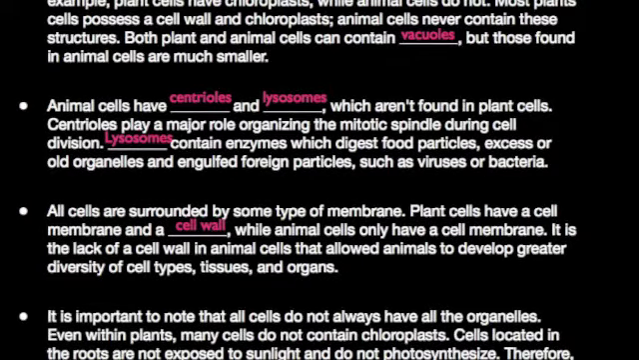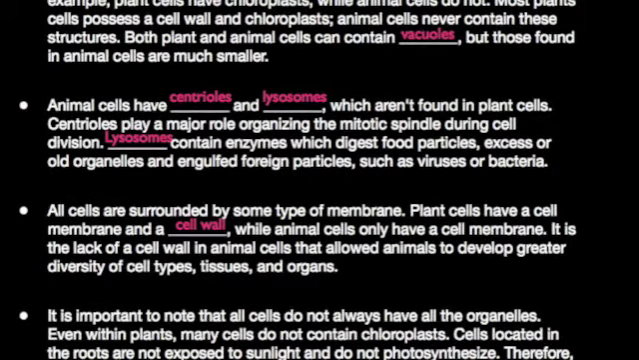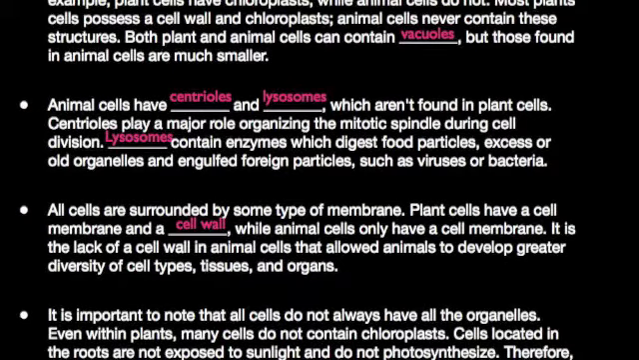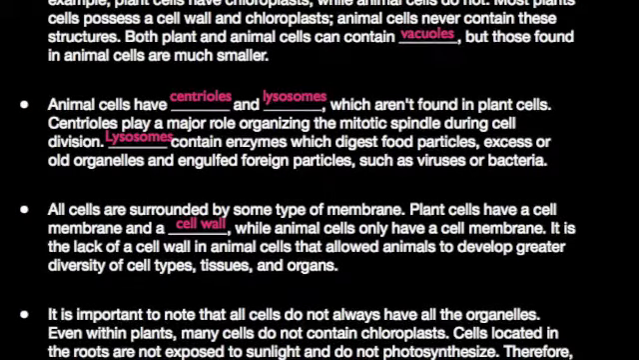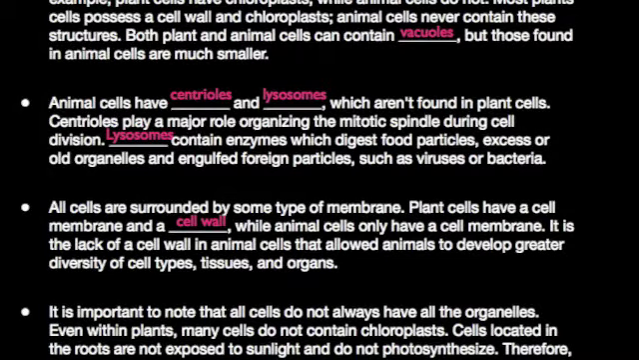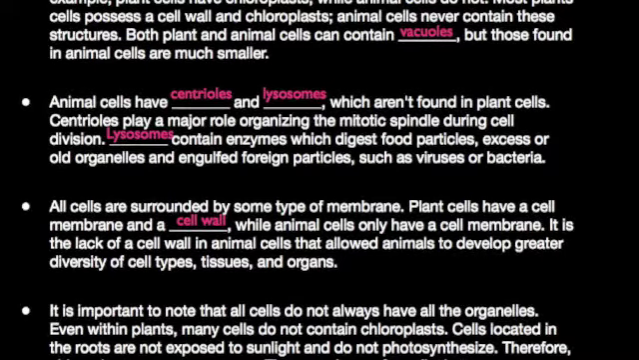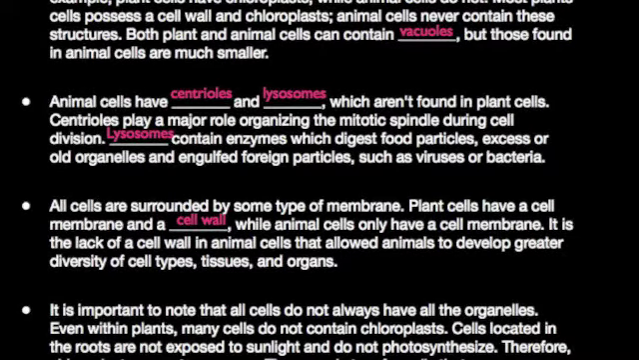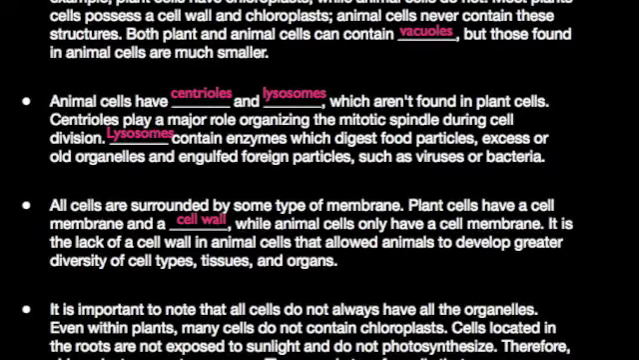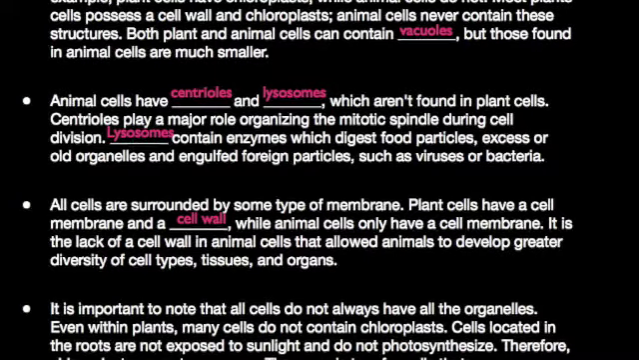All cells are surrounded by some type of membrane. Plant cells have a cell membrane and a cell wall, while animal cells only have a cell membrane. It is the lack of a cell wall in animal cells that allowed animals to develop greater diversity of cell types, tissues, and organs. It is important to note that all cells do not always have all the organelles.